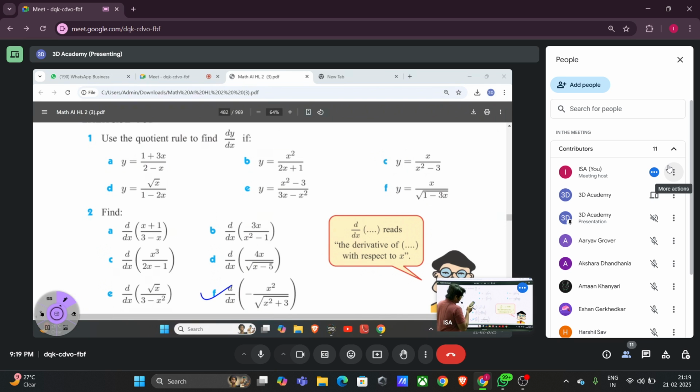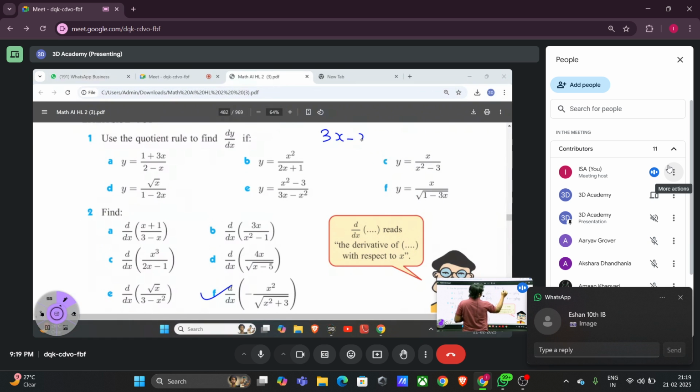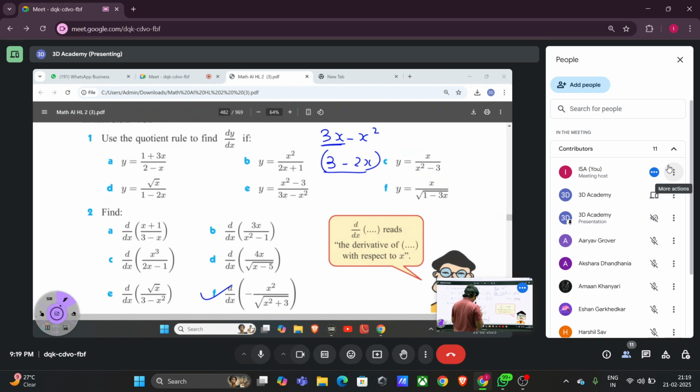गलत हो गया. ई पार्ट, आर्यव ग्रोवर. ई में वी का डिफरेंशिएशन 3 - 2x आना चाहिए. तेरा 6x कैसे आ गया बेटा? 3x - x² का डिफरेंशिएशन, 3x का डिफरेंशिएशन 3, x² का 2x, तो 3 - 2x आंसर आना चाहिए.